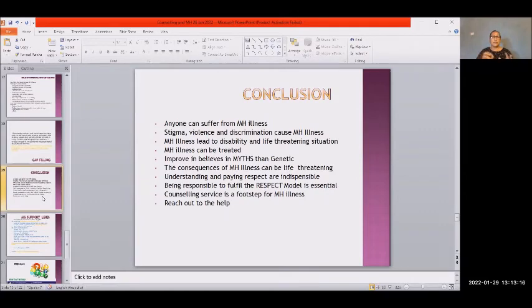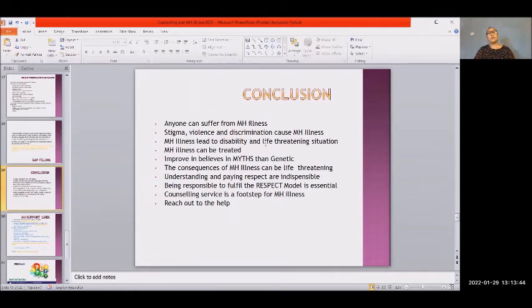Okay, so I think this is pretty much enough. In conclusion, of course, anyone can suffer from mental health illness. Stigma, violence and discrimination cause mental health illness. There are a number of other reasons as well. Mental health illness may lead to disability and life-threatening situations. Mental health illness can be treated. Of course, it is dangerous, but it can be treated.